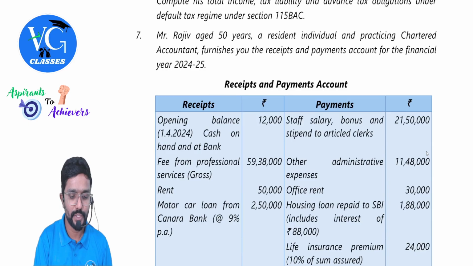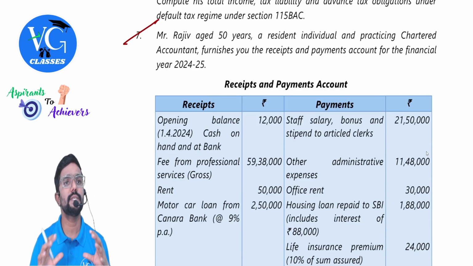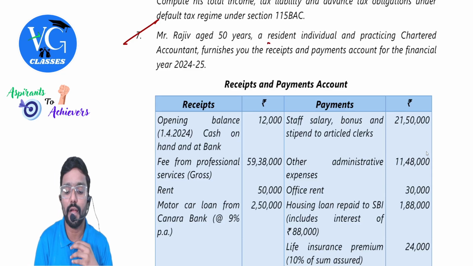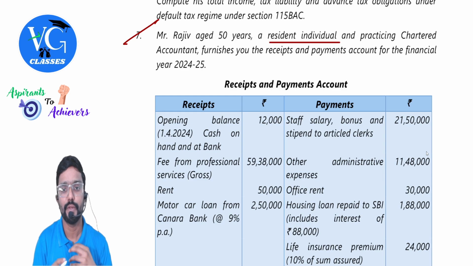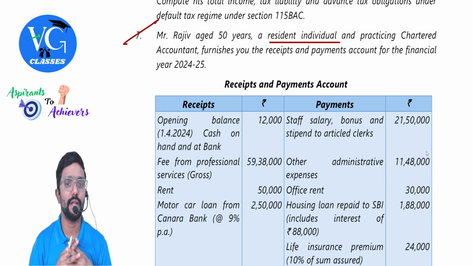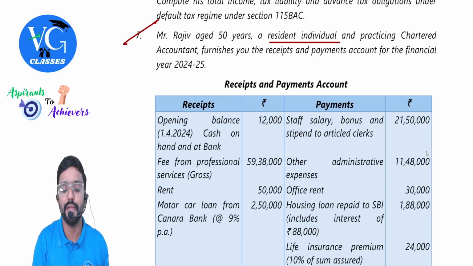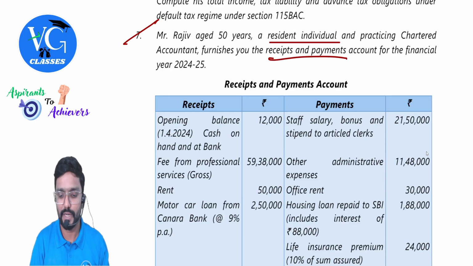Let us go to question number 7. Mr. Raji, age 50 years, a resident individual, and a practicing chartered accountant, furnishes the receipts and payments account for the financial year 24-25. They are given the receipts and payments account.